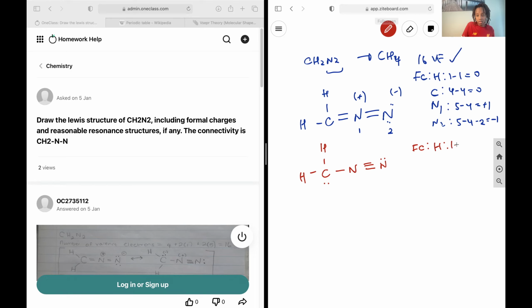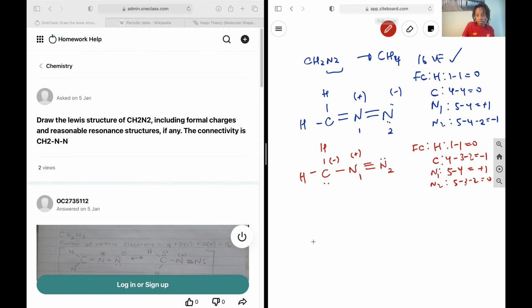And so on our hydrogen, we'll still have 1 minus 1, giving us a 0. On our carbon now, we will have 4 minus 3 minus 2, and that's going to give us a negative 1. So we can see the negative charge has moved to the carbon. And then let's double check on our nitrogen. So again, we have N1 and N2. On nitrogen 1, it is going to be 5 minus 4, leaving a positive 1. And on nitrogen 2, it is going to be 5 minus 3 minus 2, leaving a 0. And so we'd be left with this structure.